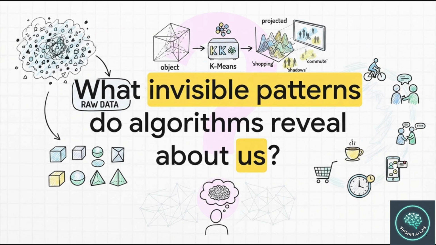So, we've taken messy, unlabeled data, standardized its geometry, mathematically locked it into optimized shapes using k-means, and successfully flattened 50-dimensional objects into 2D shadows that we can actually look at and understand. But it leaves us with a pretty fascinating question. As these algorithms mathematically uncover hidden structures across hundreds of dimensions, what invisible, undeniable patterns might they be revealing right now about our own everyday behaviors? Definitely something to think about.